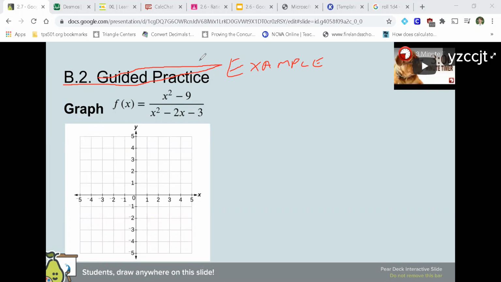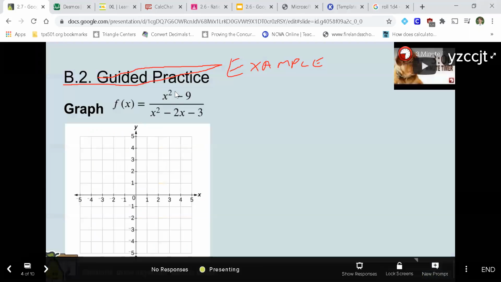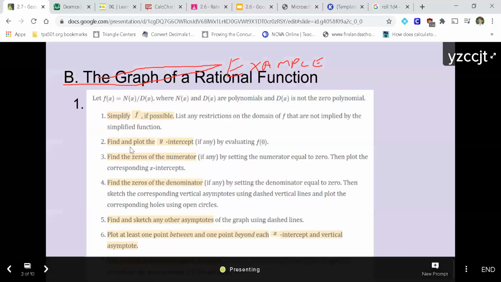Okay, so for example, if I want to graph this, the first thing I do is simplify it. It's already simplified, right? There's no like terms I need to combine or anything like that. The second thing I would do is plot the y-intercept.